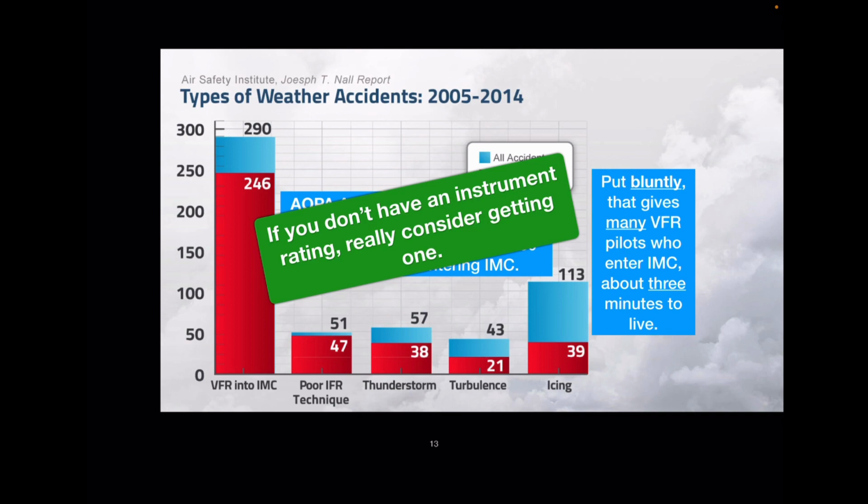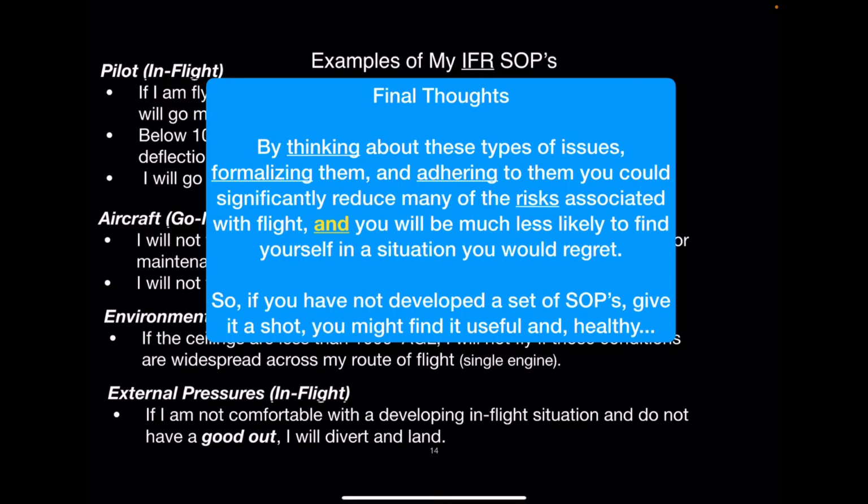And this accident case study we just viewed, it's also a reminder of the fact that while we may be able to get away with reckless or unsafe behavior sometimes, eventually you will pay the piper if you continue doing it. So by thinking about these issues, formalizing them, and adhering to them, you could significantly reduce many of the risks associated with flight. And you'd be much less likely to find yourself in a situation you would regret. So if you've not developed a set of SOPs, give it a shot. You might find it useful and healthy.